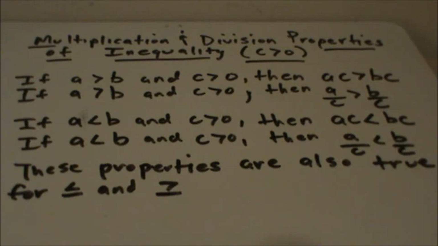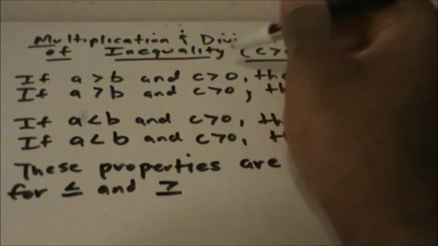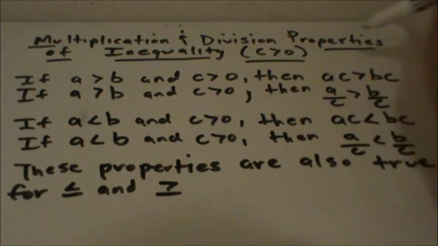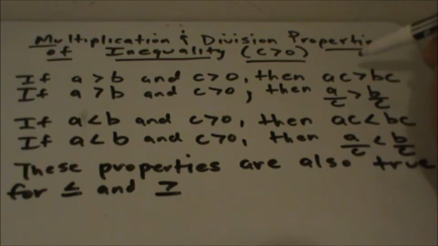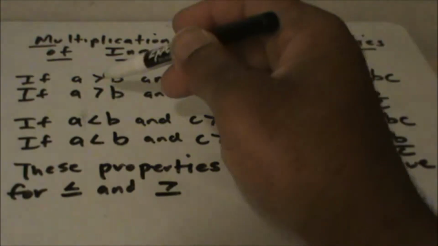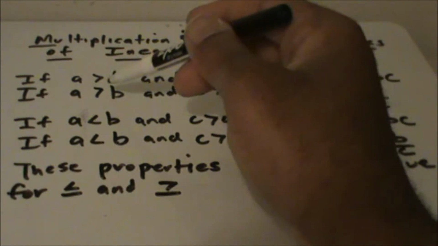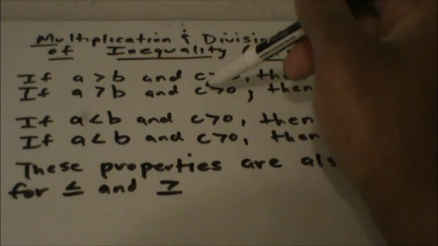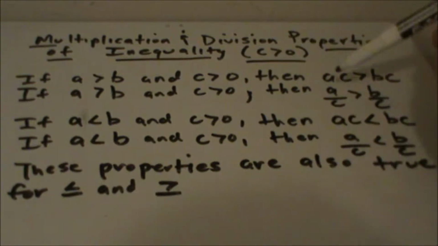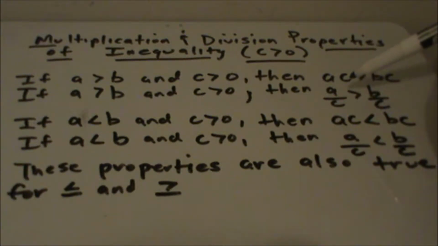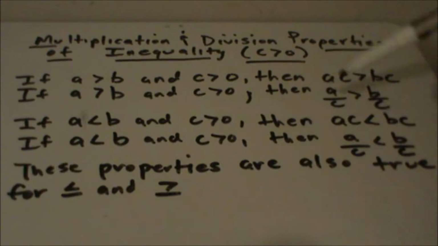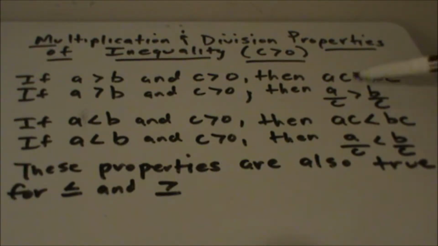As you see in the rules before you, if A is greater than B and C is greater than 0, then you multiply C on both sides. If A is greater than B and C is greater than 0, then you divide by C on both sides. So what you do on one side of the equation, you do on the other side. This is where the balance is.